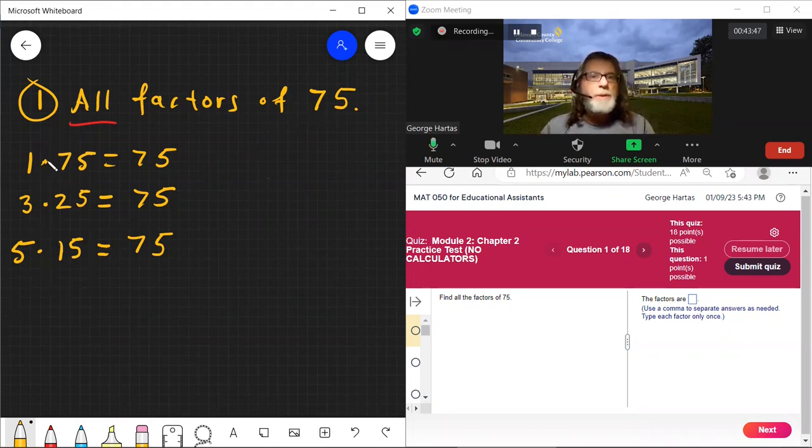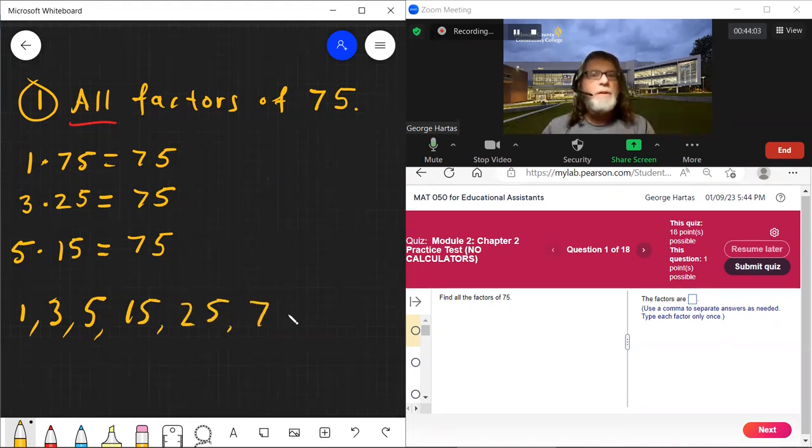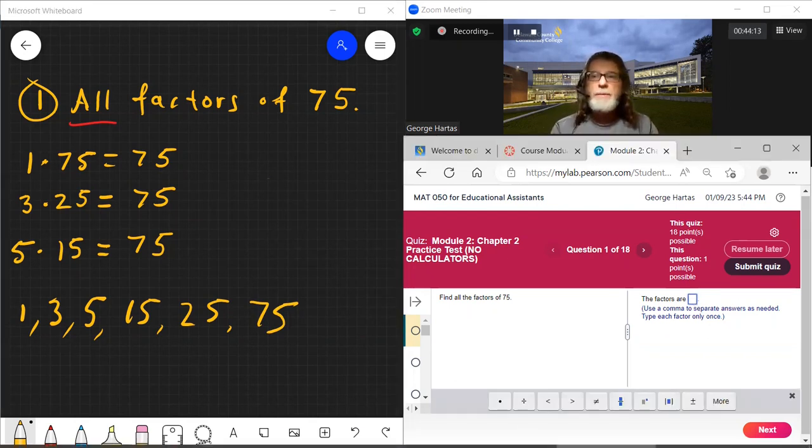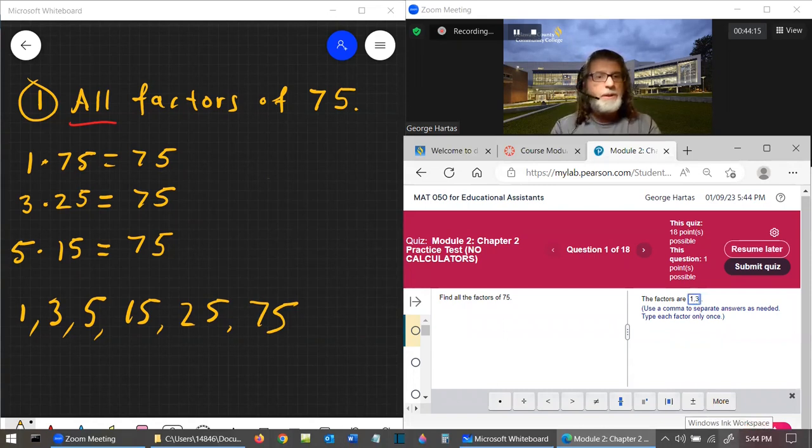So the way we're going to type in the computer is in numerical order with a comma between the answers. 1, 3, 5, comma 15, comma 25, comma 75. And you should always pay attention to the instructions over here. See how it says type a comma between the answers? So let's type that in there. 1, comma 3, comma 5, comma 15, comma 25, comma 75.